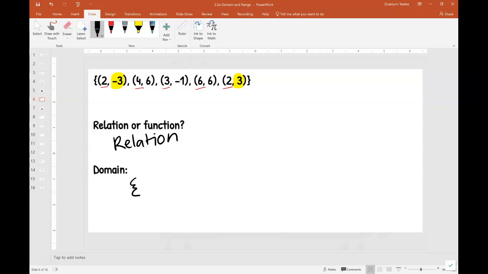So domain in this case, we're going to use the squiggly brackets because it's going to be very distinct numbers, just like how this would be very distinct points. So this is going to be the numbers. So we've got 2, 4, 3, 6, and 2. We want to make sure it's in order, and we don't have to write the 2 twice. So 2 is the lowest number, next biggest number is 3, next biggest number is 4, and the last number is 6. So that is my domain.